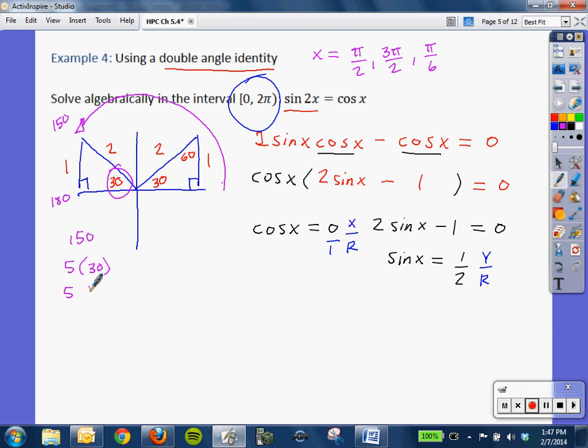30 is pi over 6. So our other solution is 5 pi over 6. Another way you could look at that is 180 is pi, and we could subtract 30, which is pi over 6, and that would give us 5 pi over 6 as well. So this is our solution.